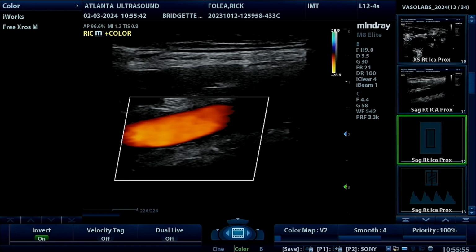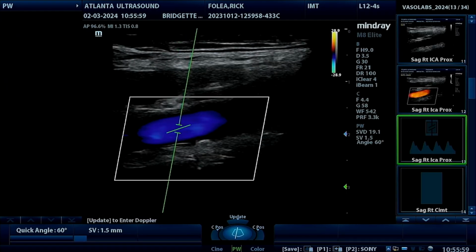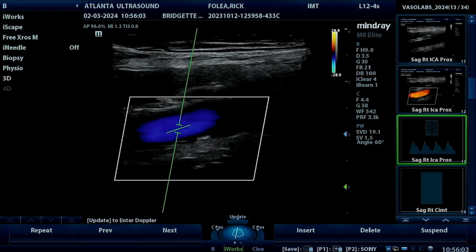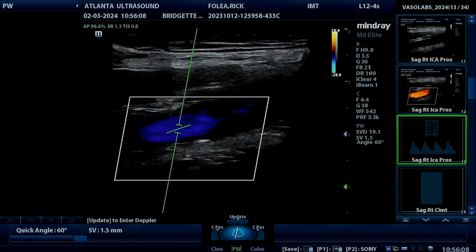Orange means the blood's flowing towards the sensor. We'll grab a snapshot of that. And if we change the angle of the sensor, we see blue, so blood is now flowing away from the sensor. If we don't see any flow, well, it's time to worry. So this is all looking great.